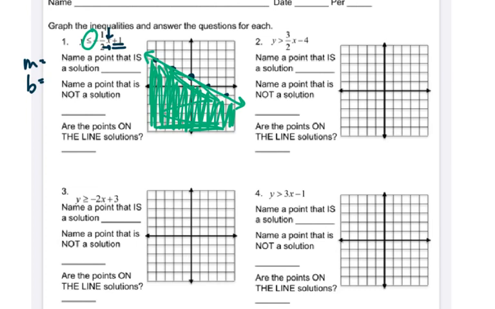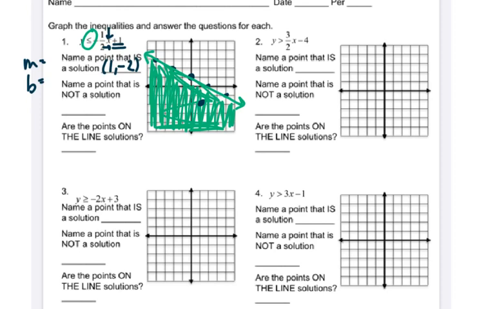So now first question says, name a point that is a solution. Well, there's like a billion. You can pick any of these points or any of them on the line. Any of these are a solution. So any point here, here's one right here. So this point here goes right 1 and down 2.